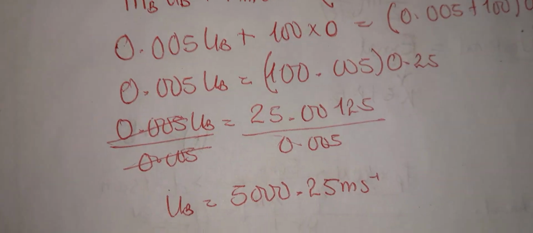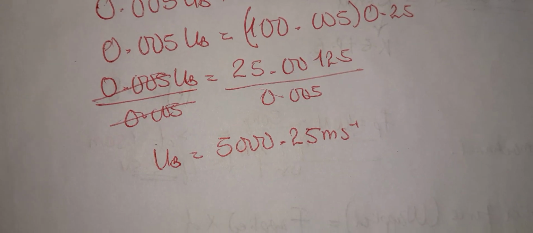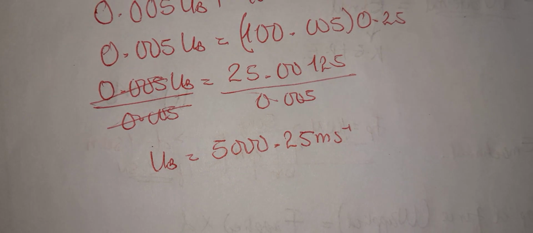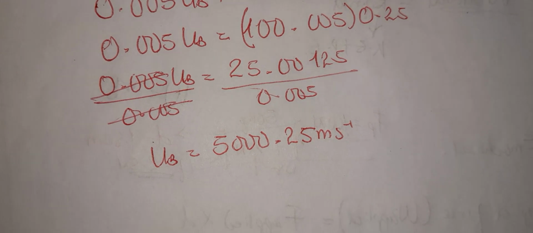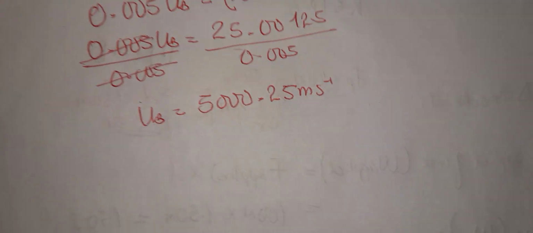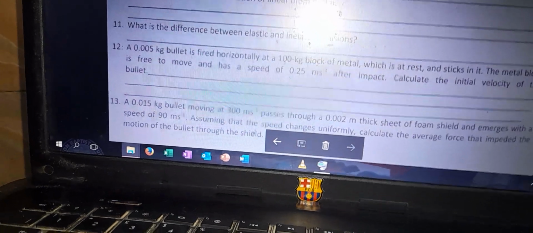So dividing both sides by the coefficient of ub, it means that the initial velocity for the bullet is 5000.25 meter per second. All right, to the last question.